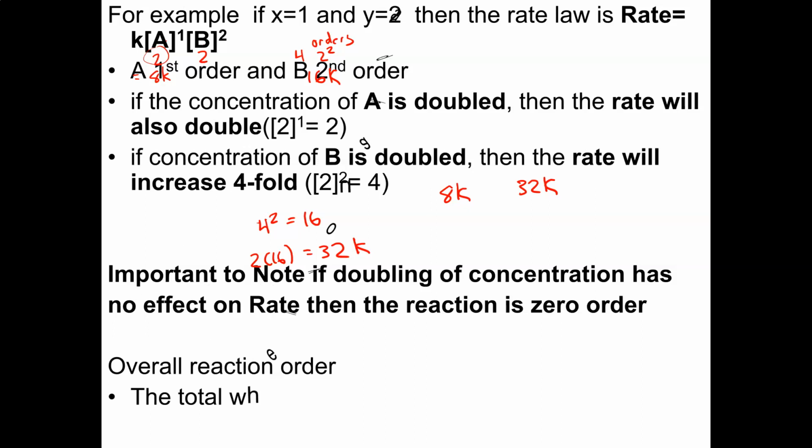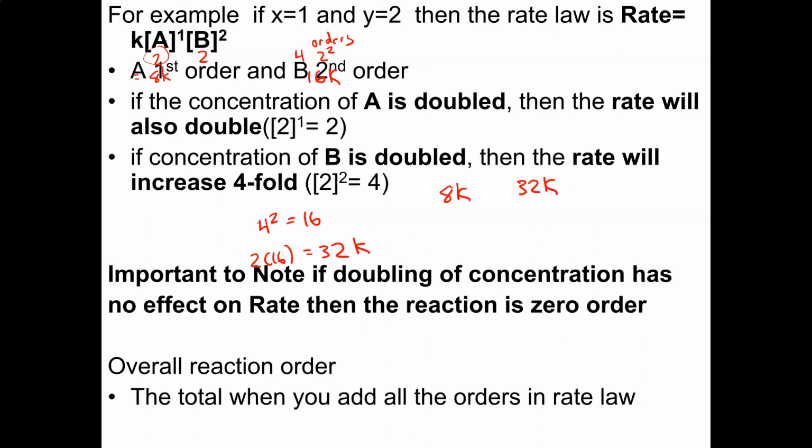Overall reaction order, all you do is just add up your exponents or your orders in a situation. So the overall order for this scenario is 3, 1 plus 2, because A is to the first, B is to the second.